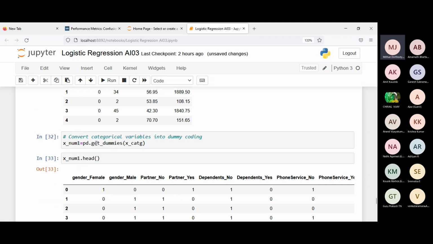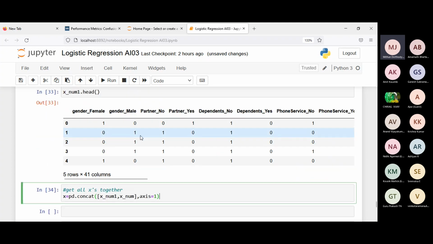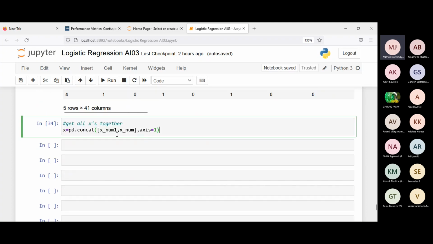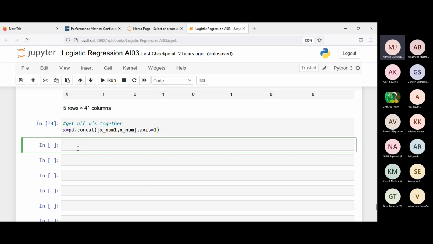x_num1 is after converting categorical string data into numbers. I'm storing it as x_num1. Once I've gotten the dummies, I'm concatenating these 2 objects, and now my x variable is ready. X is the set of independent variables. My y is anyway ready, waiting for me. I can just basically regress them.